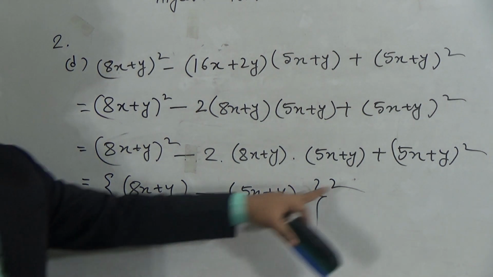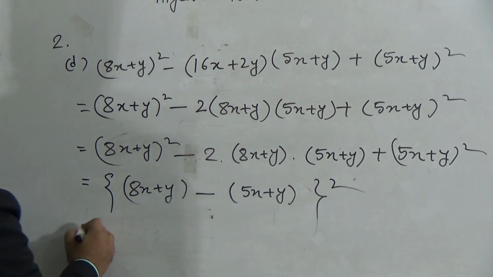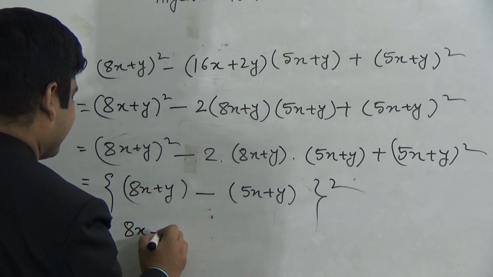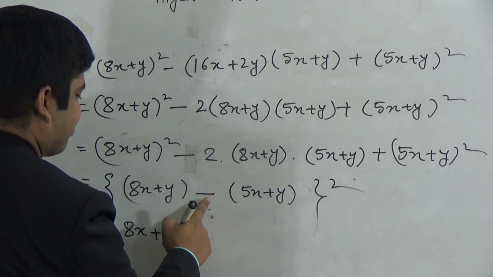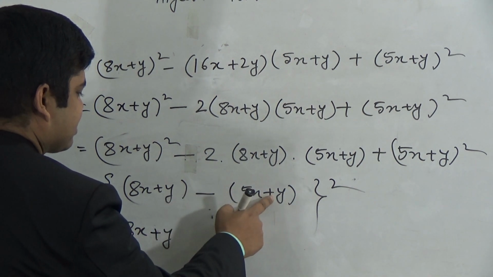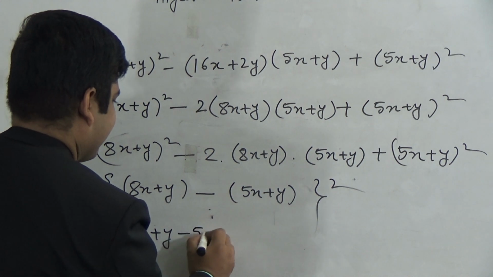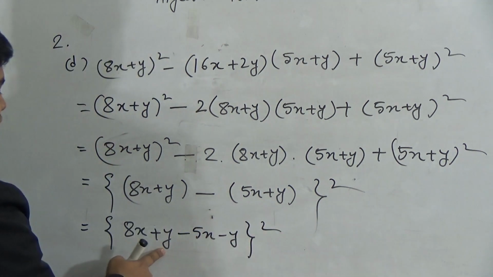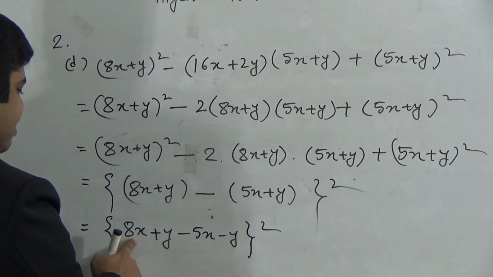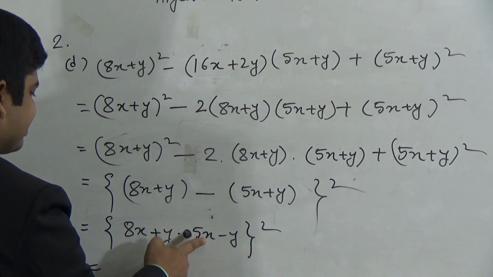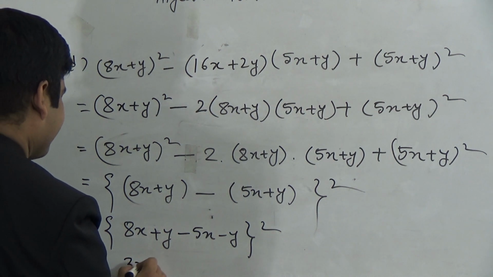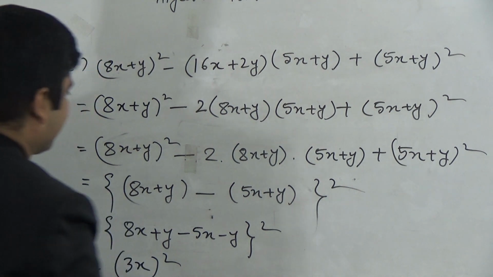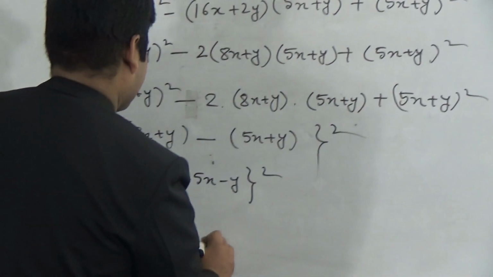A minus b whole square. Now notice we write the number without the first bracket, 8x plus y minus, now we multiply this plus and this plus by minus and it will be minus 5x minus y. So notice y is cut and 8x minus 5x is left. If we subtract 5x from 8x, then we get 3x whole square. Then 3 3s are 9x square. So this is the answer of this question.